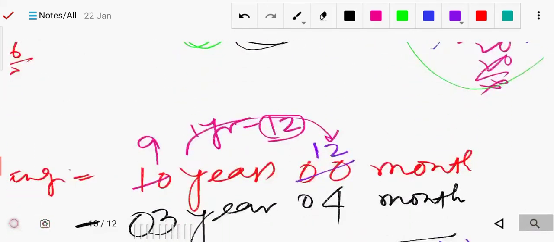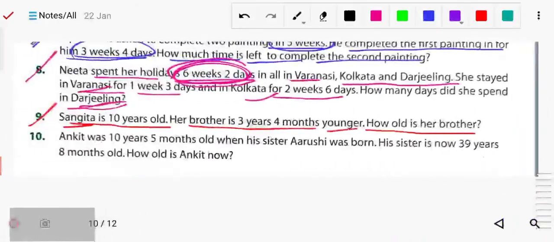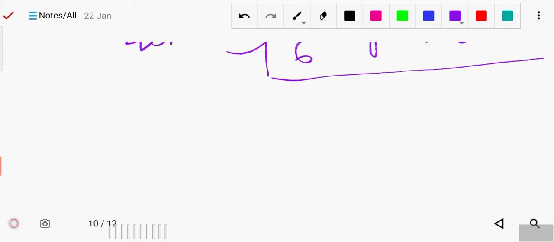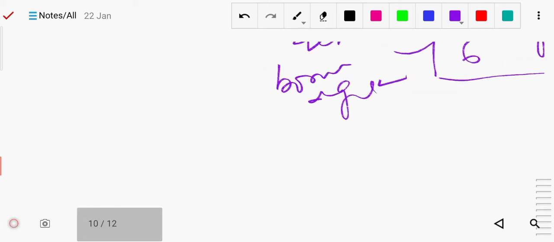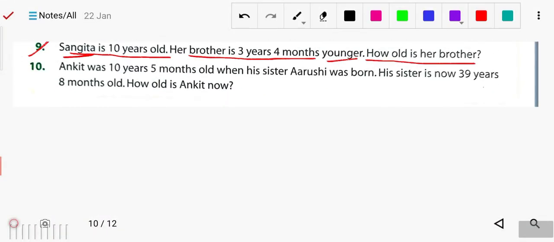So likewise you can do. Only simple subtraction is there, and we take the borrow, but take care, this is year to month, so 12 will be the borrow. So this is the age of her brother, you can write here her brother's age. Now next, last question we have, number 10.